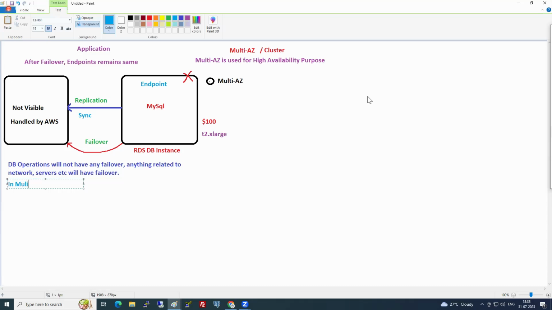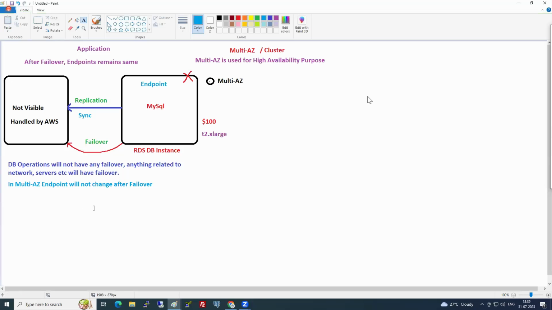In multi-AZ, will the endpoint change? No, the endpoint will not change after failover. So do we get to know if a failure has happened or not? It is automatic, completely automatic.